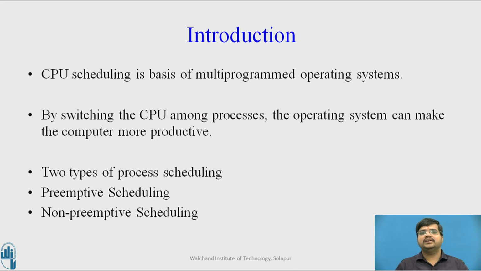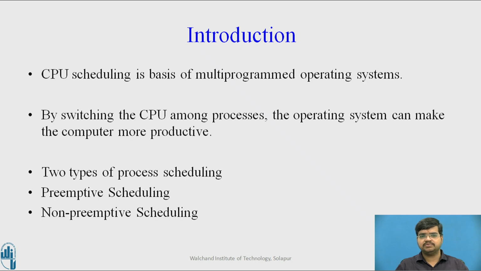CPU scheduling is the basis of a multi-program operating system. So, a multi-program operating system works based on CPU scheduling concepts. By switching the CPU among the processes, the operating system can make the computer more productive. So, what is the reason for CPU scheduling? To make the computer more productive.